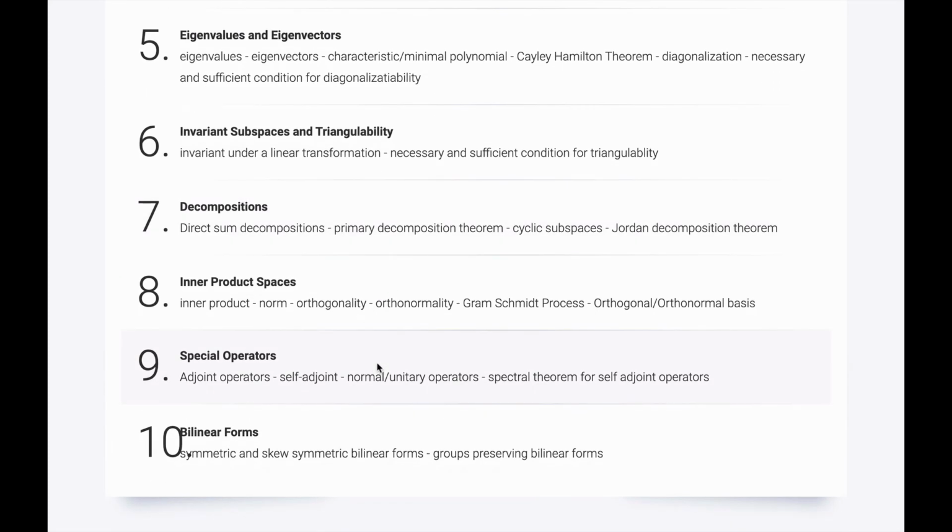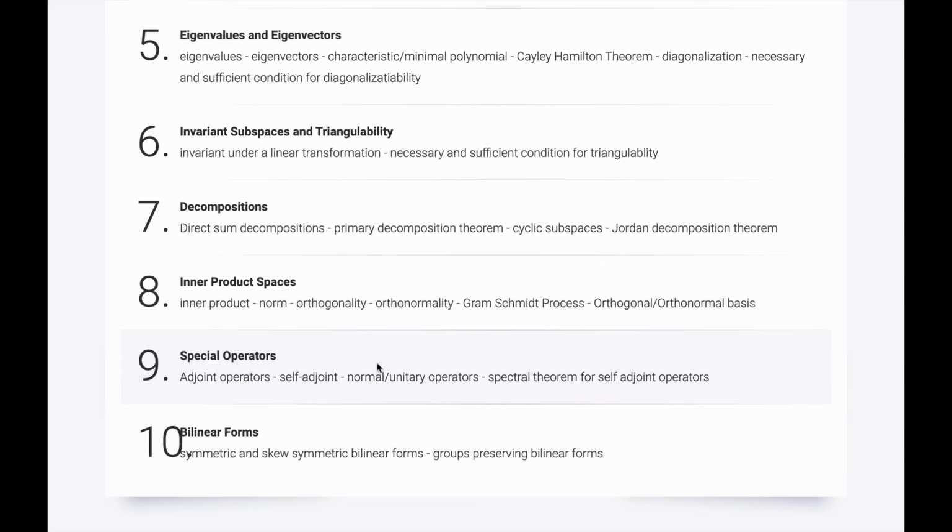Module number 8 contains inner product spaces. In this, we'll discuss a notion called inner product and a notion called norm, which is induced by the inner product, and then orthogonality of a subspace, and then orthonormality, and then we will discuss the orthogonal basis and orthonormal basis for a given vector space. Then we will discuss the Gram-Schmidt process, which helps us to find an orthogonal or orthonormal basis from a given set of vectors.